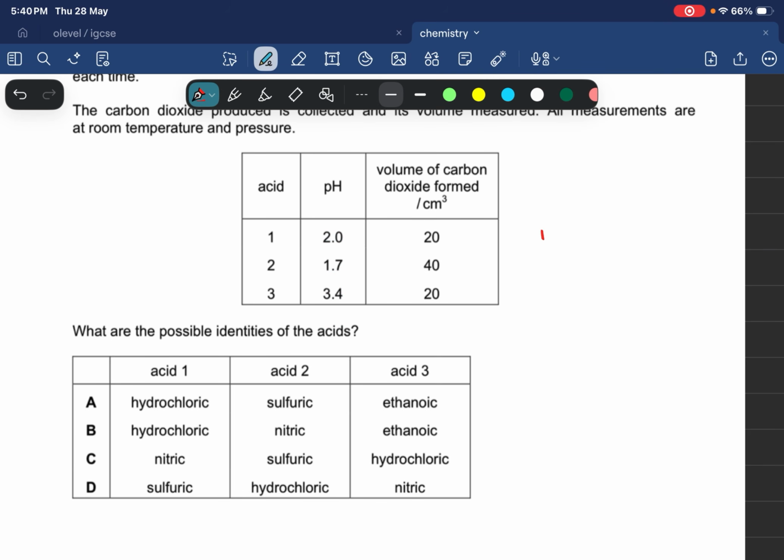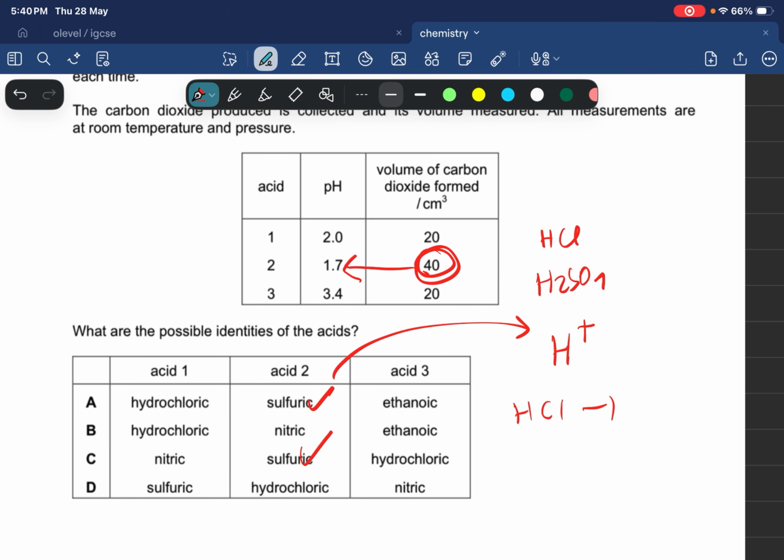So we have HCl, H2SO4. You know this one, this is perfectly sulfuric acid. Why? Because it's a diprotic acid, it has 2 hydrogen ions. Look, HCl is going to ionize to form an H plus ion and a Cl negative ion. Done. H2SO4 is going to ionize to form 2 H plus ions plus SO4 2- ions. So it gives 2 H plus. Since it gives 2 H plus, it's going to form double the amount of carbon dioxide with the calcium carbonate that is in excess. So this is sulfuric.